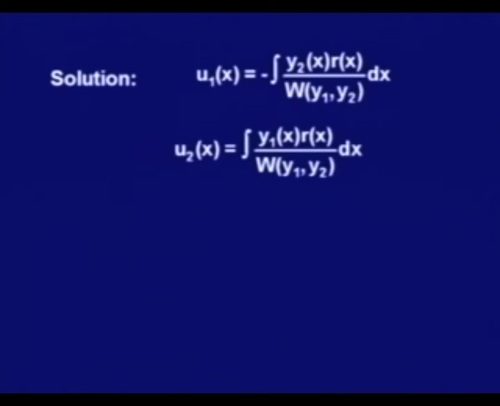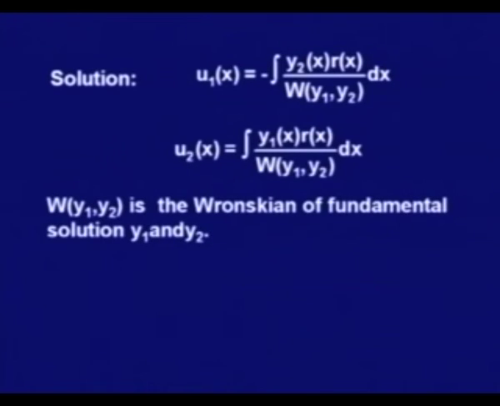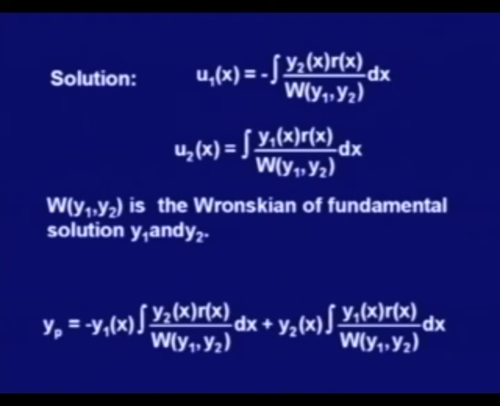So, what will I get as the particular solution? Here W(y1, y2) is the Wronskian of the fundamental solutions y1 and y2. yp we would get as minus y1 times the integral of y2 r upon the Wronskian of y1 and y2, plus y2 times the integral of y1 r upon the Wronskian of y1 y2, integrated with respect to x.